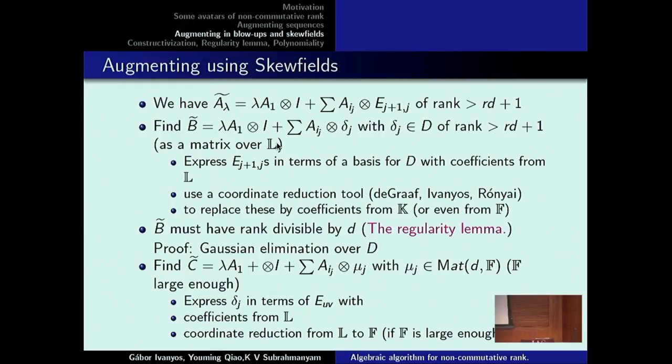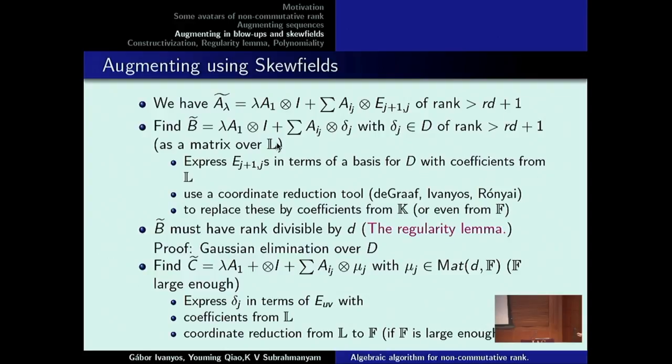And we will also replace coefficients from K, or even from F. So we will go down, and this whole thing can actually be done over my base field itself if I make an assumption that my base field is reasonably large. Then we have a lemma which says that matrices in the image of D in the matrix space actually have rank divisible by D. So if I've got a matrix of rank RD plus D, then by this process I can conclude that the matrix B tilde that I end up with should have rank at least RD plus D, so it must be R plus 1 times D.